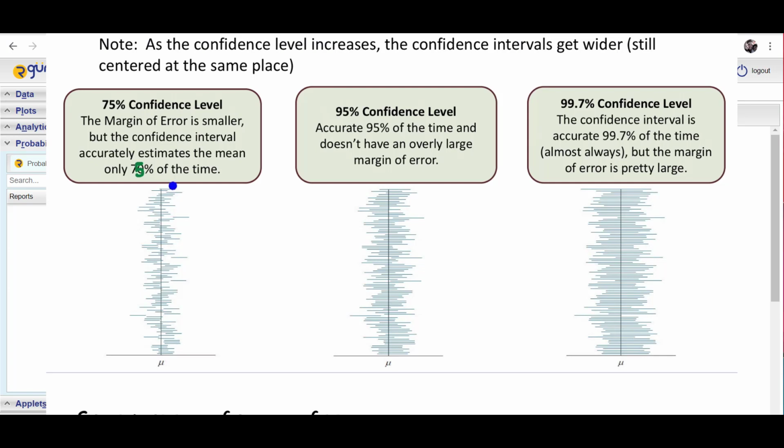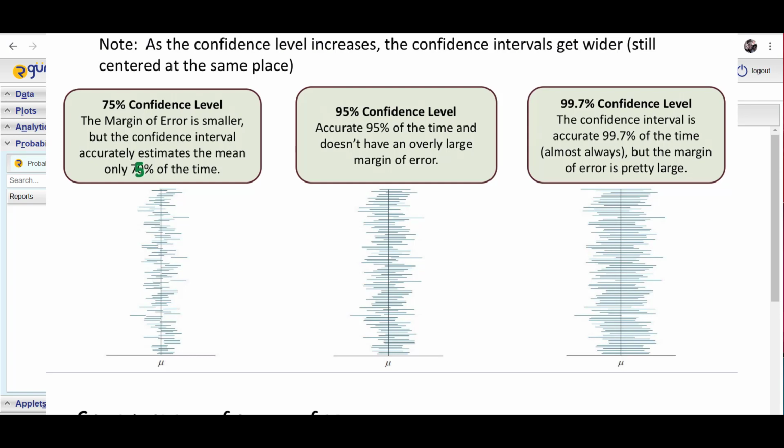So you can see each of these little horizontal lines represents where you took a sample and you found the confidence interval. And so we found a lot of them, and they're going to vary because the sample means are going to vary. And so the true mean is this vertical line here. So if the confidence interval crosses that mean, that means the mean is within that confidence interval and it accurately estimated the mean. If it doesn't cross it, then it did not accurately estimate the mean.